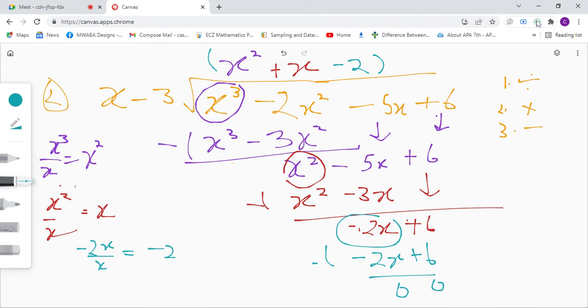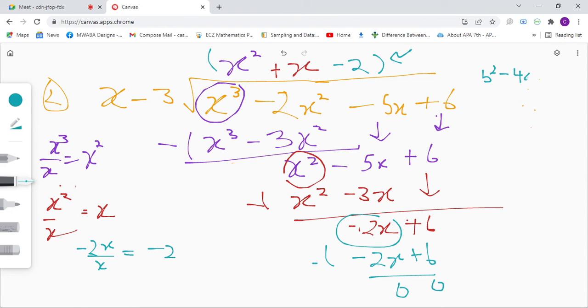Now, if we're asked to factorize this polynomial, x cubed minus 2x squared minus 5x plus 6, then we'd have to check if we can factorize this quadratic on top here further. So let's check if we can factorize it further. We use the discriminant, which is b squared minus 4ac. If it's greater than 0, we can factorize. Less than 0, we cannot factorize.